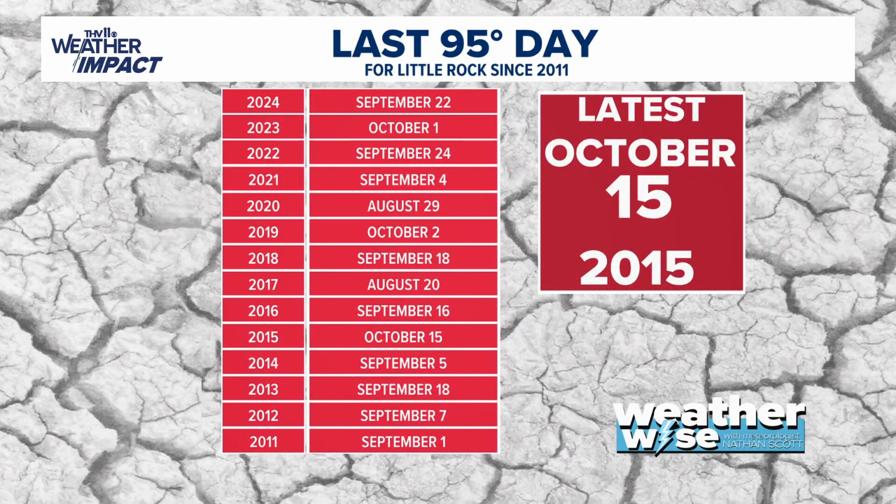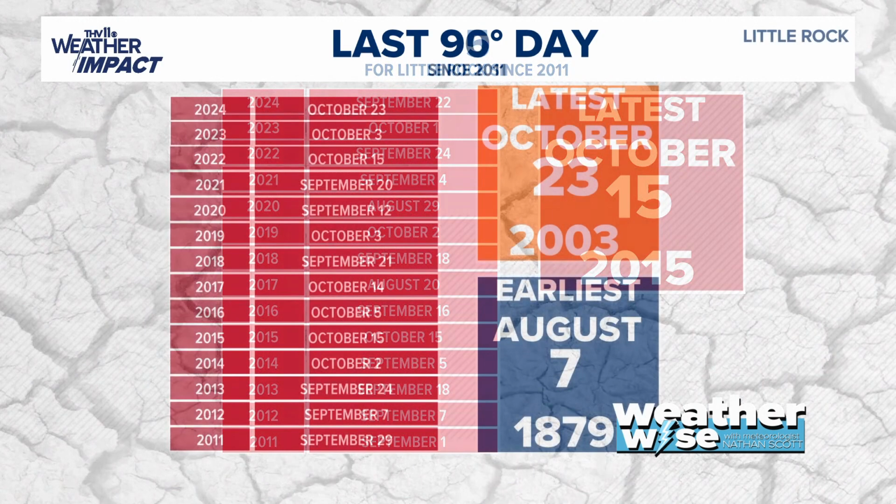Let's talk about last 95 degree dates. This is over the past several years, since 2011. Look what happened last year. Our last 95 degree day was September 22nd, 2023. It was October 1st. It ended quite early in 2020, August 29th. And then even earlier than that, in 2017, August 20th was the last 95 degree day. The latest was October 15th back in 2015.